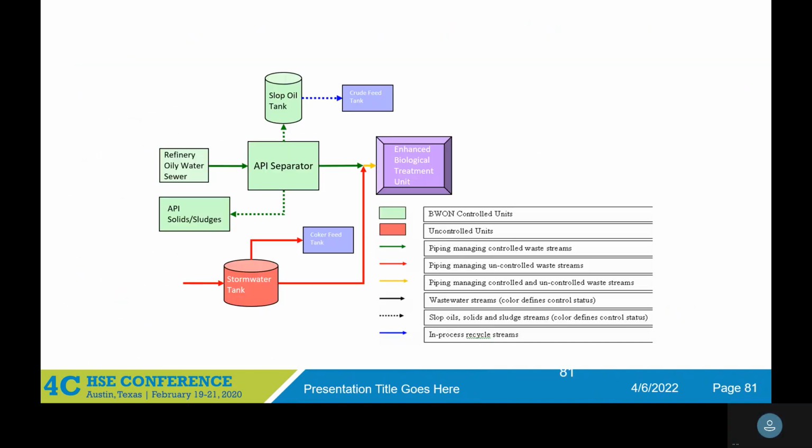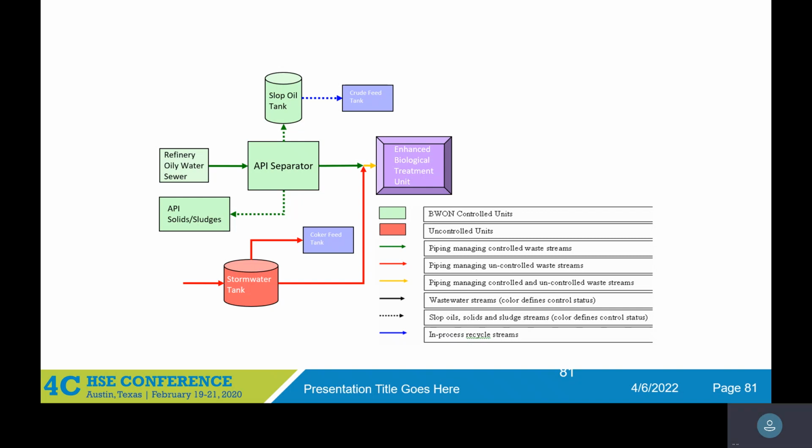Let me show you. This is a typical refinery, right? The end-of-line program is basically somewhere down the line where they can do a mass balance. They know it's not exact, but as I said, if the number is higher than what you're reporting, we have a problem. If the number is lower, it's fine. So this is the refinery oil, water, sewer, goes into an API separator, separates the oil, goes back to a crude feed tank.